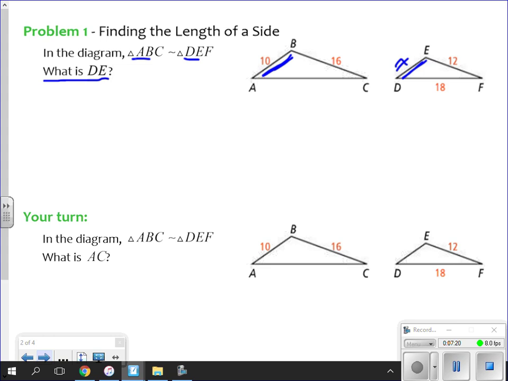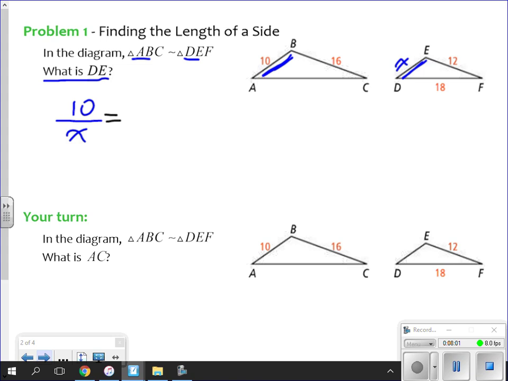So AB and DF. So what I do is I write a ratio of those two sides. Okay? And I'm going to use this triangle first and that triangle second. So I put 10 over X equals. Now I have to look at the other sides in the triangle and find corresponding sides in the two triangles that I know how long they are. Find two sides that match up that I know how long they are.